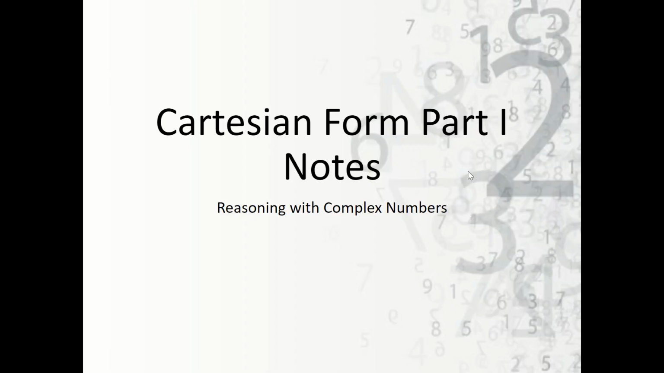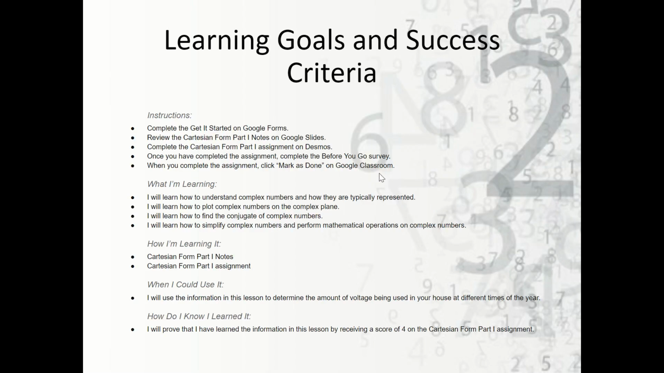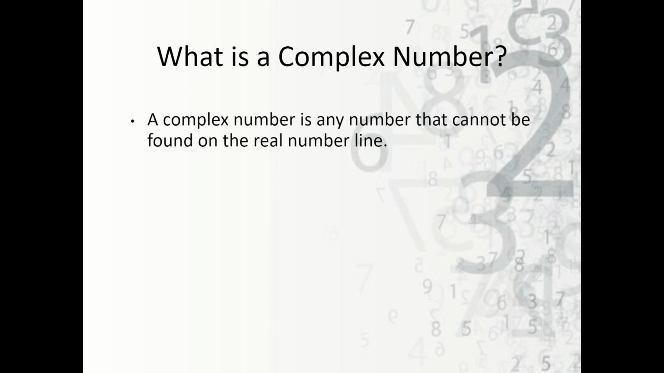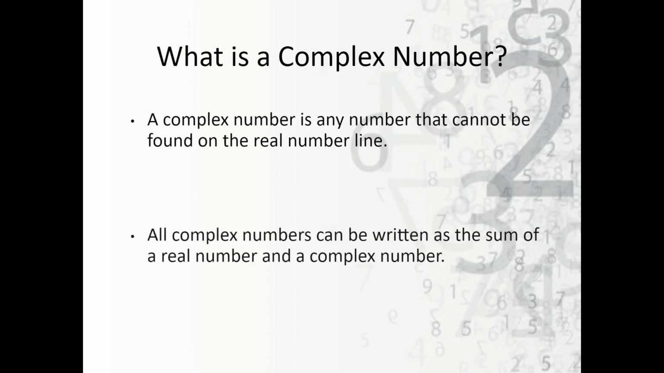Let's take a look now at the Cartesian form Part 1 notes. The notes begin with the learning goals and success criteria. Now, what is a complex number? A complex number is any number that cannot be found on the real number line. All complex numbers can be written as the sum of a real number and an imaginary number.